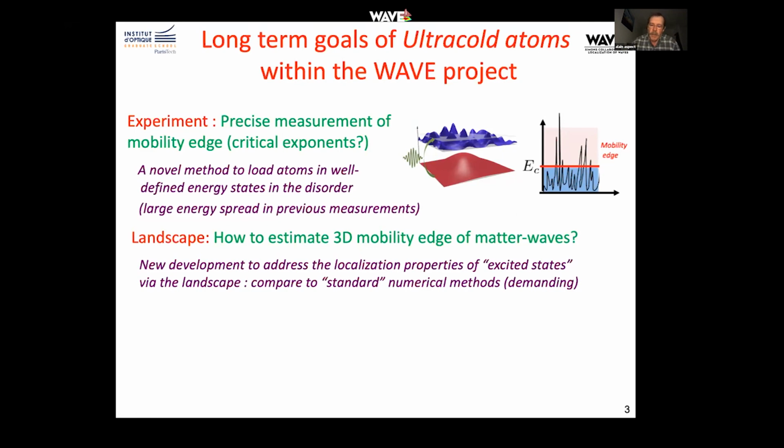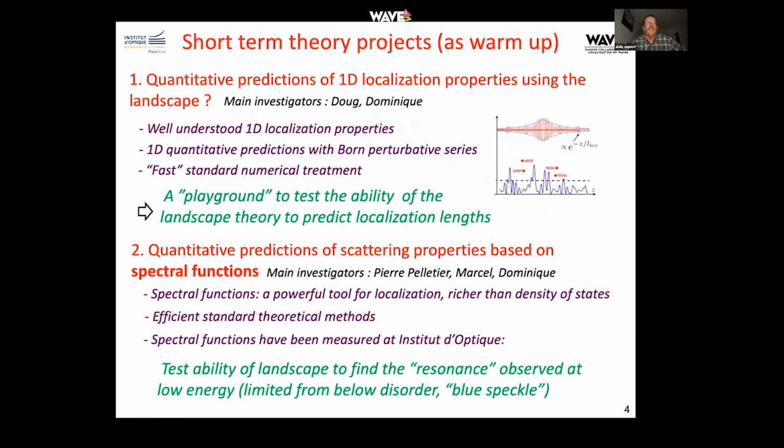But maybe we would like to present what we have done already. We will see future prospects later. What we have done already, what we called the short-term program when we started this collaboration, was first to make quantitative predictions of 1D localization using the landscape theory. But what I want to emphasize is what we have done on spectral functions.